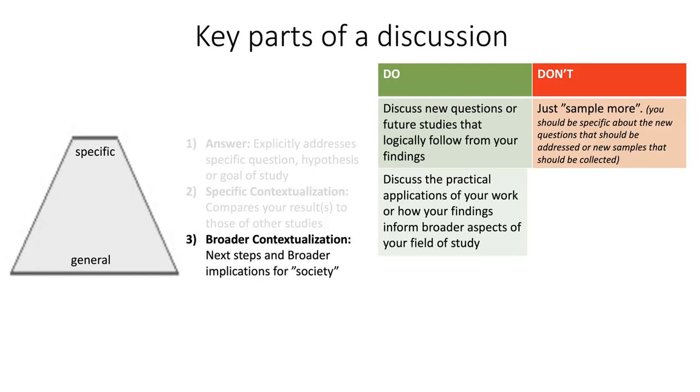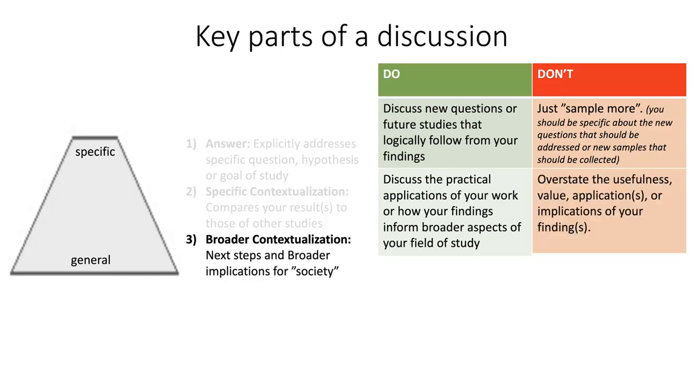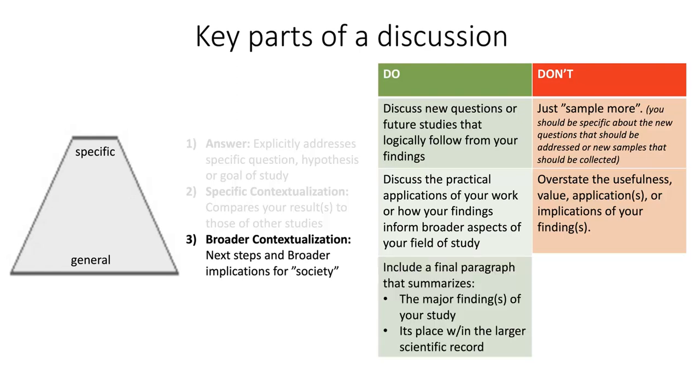Please discuss the practical applications of your work or how your findings inform broader aspects of your field of study, okay? So how would someone that's not necessarily a scientist studying this apply your findings? Or how might other scientists in this field apply your findings to inform what they're working on? But once again, as always, you want to avoid overgeneralizing or overstating the usefulness, value, applications or implications of your findings. Remember at this point, we've only collected a few samples, so you don't want to overgeneralize and say that your findings implicate what everyone's going to find across all of planet Earth.